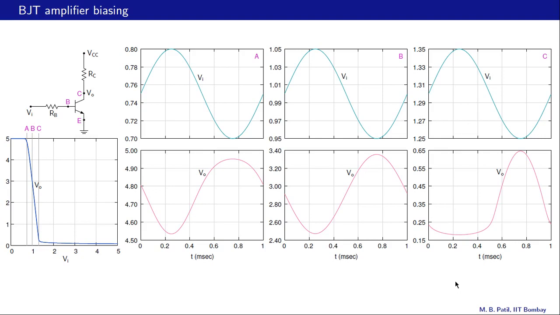So the point to take home is that bias point is extremely important in BJT amplifiers. In fact, that is true about amplifiers based on any devices, whether it's a MOSFET or a JFET or a BJT. The circuit file for this example is available to you. You can check out these results. You can also change parameter values and see what happens.